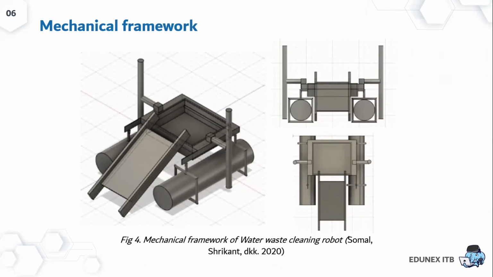And then there is a trash can to collect the garbage that has been lifted. And then there is a box containing electronic components. Then on the top, there are solar cells that will capture sunlight and store energy in batteries or an accumulator, or aki as we say in Indonesia, to provide power to the electrical components. In the picture, you can see the front view and the top view of the robot. This will be the shape of the robot's mechanical framework that will be made.